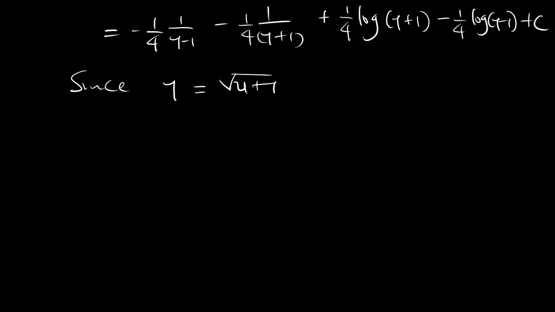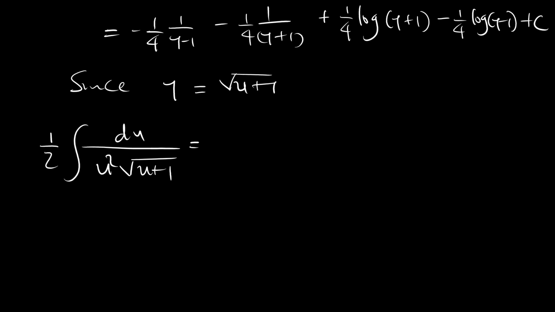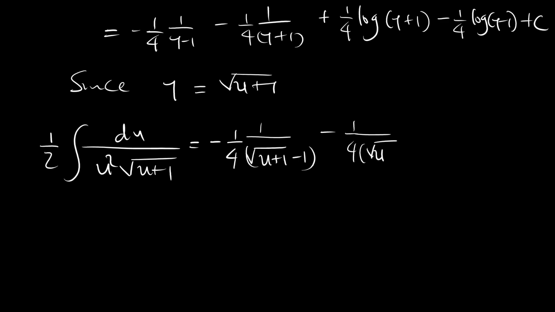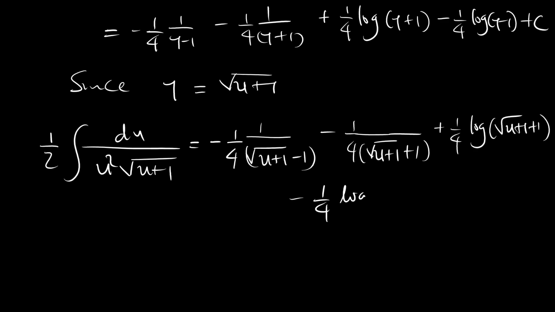it means that we are integrating our problem, that is a half integral of 1 over u squared times the square root of u plus 1, and this is equal to negative a quarter of 1 over the square root of u plus 1 minus 1, minus a quarter of 1 over the square root of u plus 1 plus 1, plus a quarter log of the square root of u plus 1 plus 1, minus a quarter natural logarithm of the square root of u plus 1 minus 1, plus c.